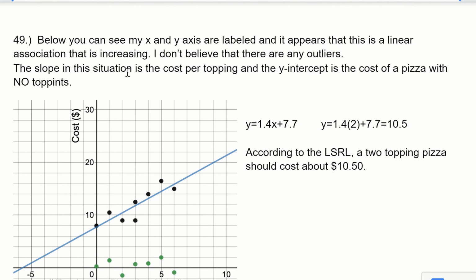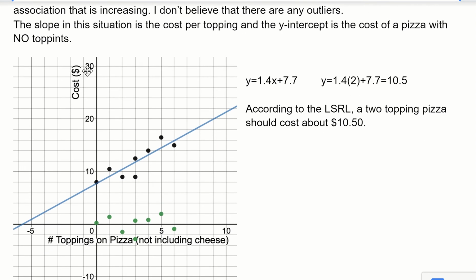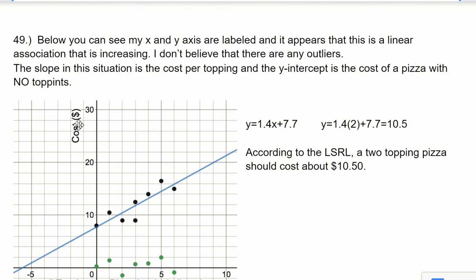The slope in this situation is the cost per topping. And you can see that, right? It's basically because it's rise over run, so it's cost per number of toppings, or cost per topping. And the y-intercept is the cost of a pizza with no toppings. Yeah, that's interesting.